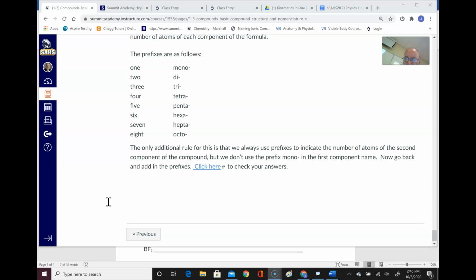And the only additional rule for this is that we always use prefixes to indicate the number of atoms of the second component of the compound, but we don't use the prefix mono in the first component name. So for example, I would never say monocarbon monoxide. I would always just say carbon monoxide. But if I have more than one atom in the first name, I would use a number prefix. So go ahead and finish that out, and then come back and check your answers.